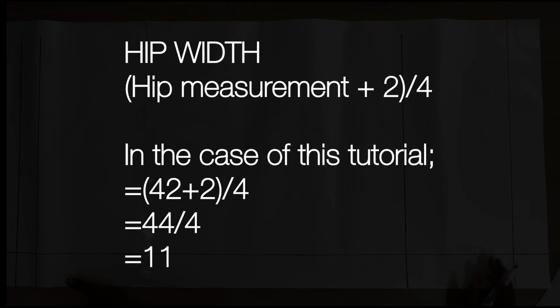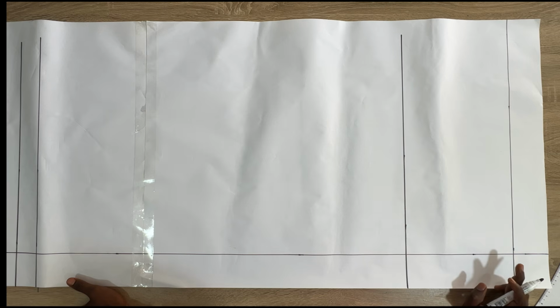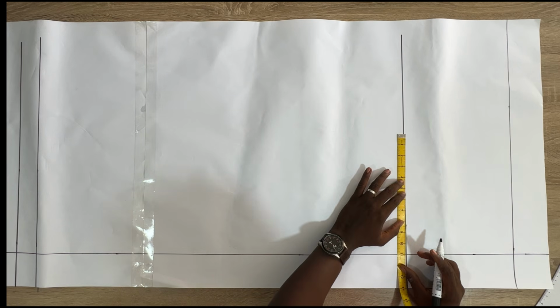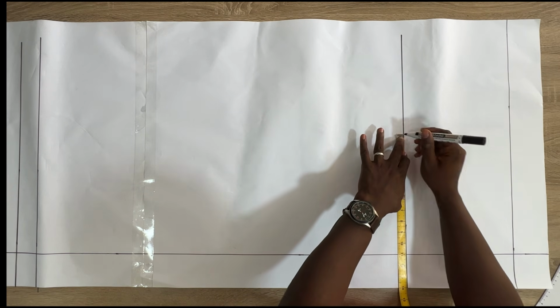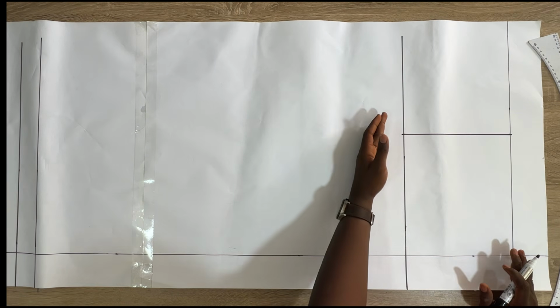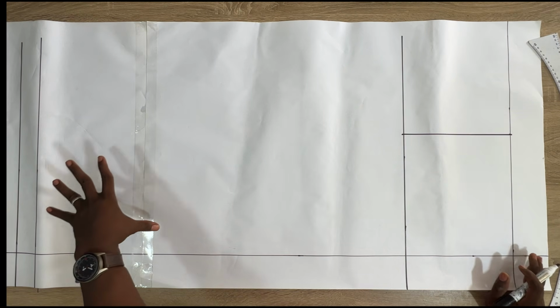Now to get the side of the hip width, we add 2 to the hip measurement, and we divide it by 4. Let me say it again: add 2 inches to the hip measurement, then divide by 4. I did not divide hip by 4 and then add 2 later. No, I added 2 to the hip, then I divided it by 4. That is 42 plus 2 divided by 4. That should give us 11 in this case. 42 plus 2 is 44, divided by 4 is 11.